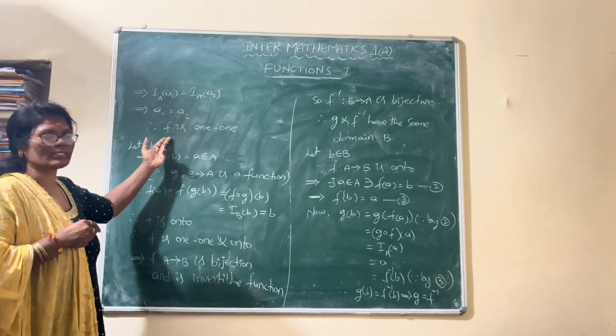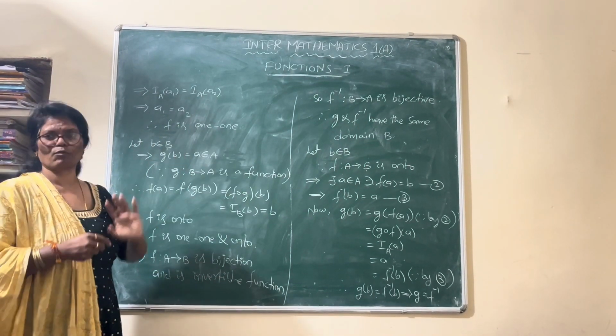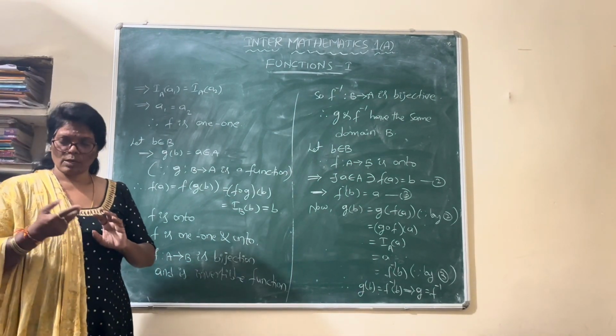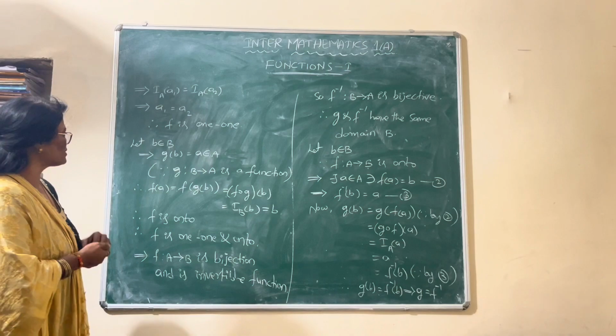Therefore we can say f is a one-to-one function. Is it clear? The first condition is proved. Now we'll show the second condition, that f is onto.